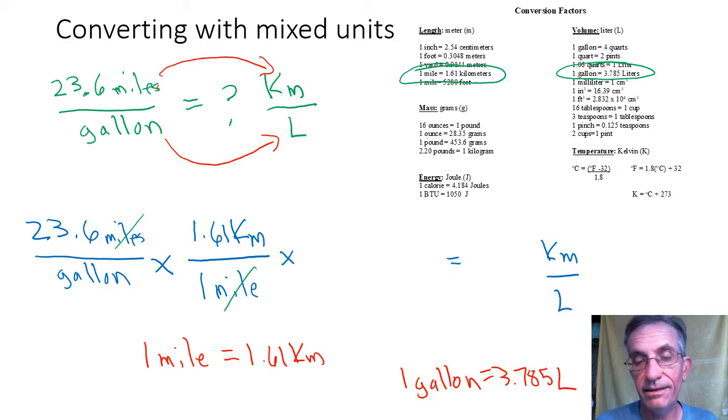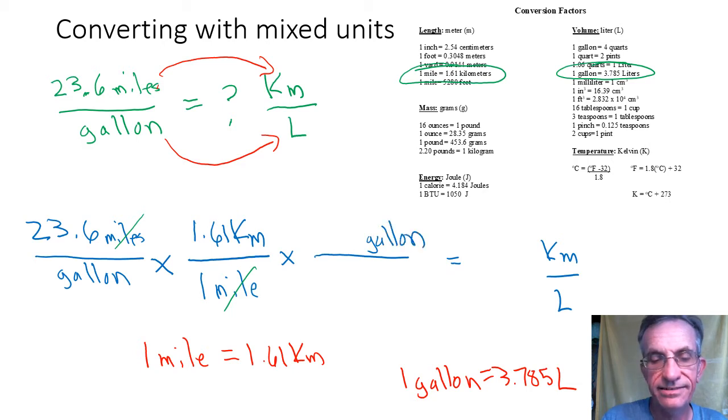Now this is where we got to be a little careful. This is going to be a little different. If you have gallons on the bottom and you want it to cancel, because I want it to be liters, where would gallons need to go to cancel? On top. Gallons would need to go on top. So I'm going to put gallons on top. See, that's going to work because one thing on top, one thing on bottom, that's opposites. That's going to cancel. Okay?